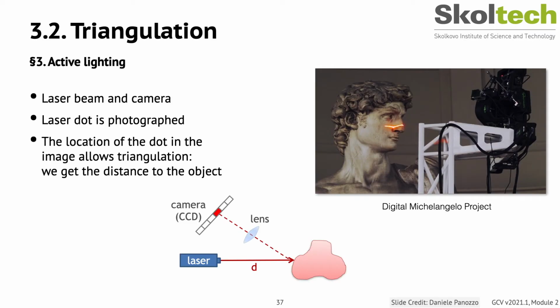Triangulation by laser striping is one of the basic techniques used to reconstruct 3D shapes from as early as the 1980s. It basically involves a laser beam swept across the scene or the object and a camera which photographs the beam. A laser beam or a laser dot can be photographed, and the location of the dot in the image allows triangulation. To this end, when the system is calibrated, we get the distance to the object.